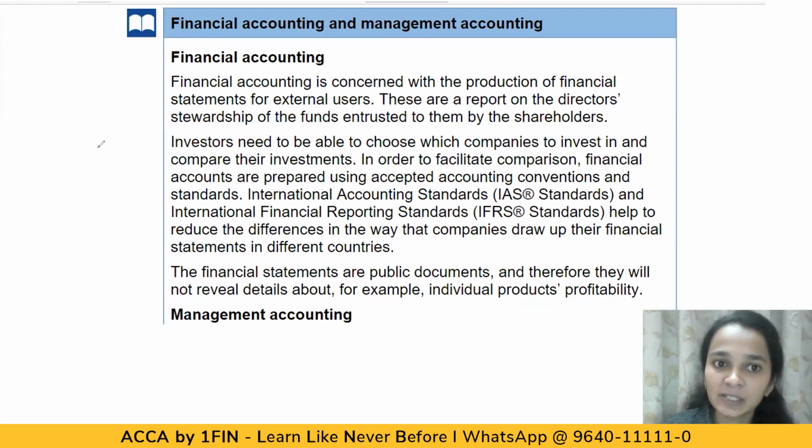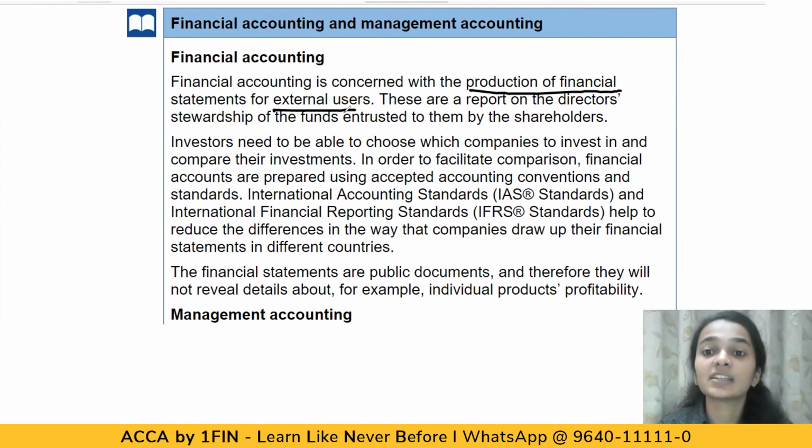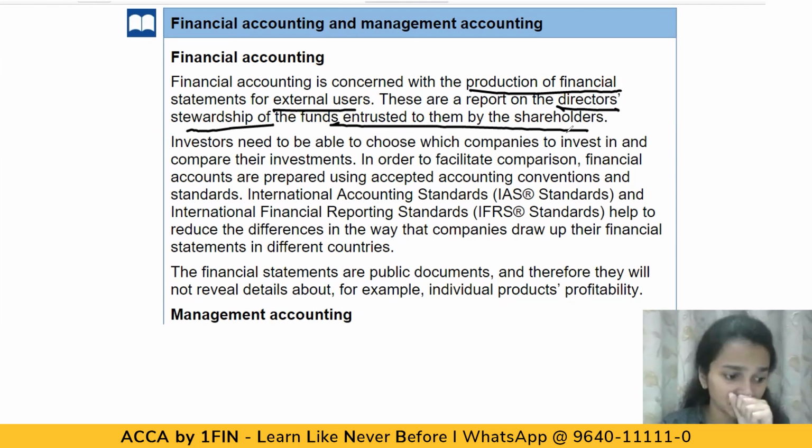So let's have a look at it. Financial accounting is concerned with the production of financial statements for external users. These are the report on the directors' stewardship of funds entrusted to them by the shareholders. This line basically says that financial accounting lets the shareholders, investors or stakeholders know how the money which they have given to the company has been utilized by the directors. Directors are basically the people managing the affairs of the company, so they are the ones who are utilizing it.